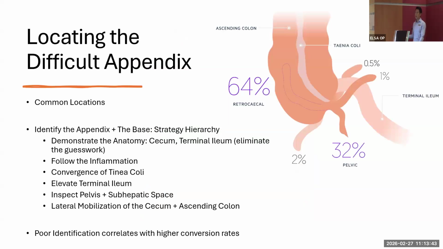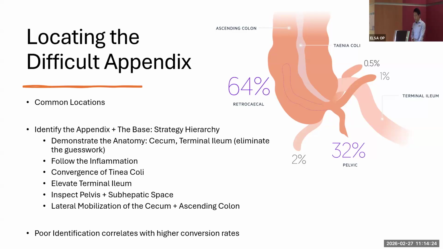So how do you identify where the appendix is? 90% of the time, the appendix is super straightforward, but you're not here to learn how to do that. You want to know how to do it when it's difficult. The first thing is to delineate your anatomy and identify where the appendix is. We've all had cases when we were training where we can't find the appendix, and you can't start the operation. So we need to know the common locations. The majority of patients, 64%, have a retrocecal appendix, and 32% have pelvic appendices.